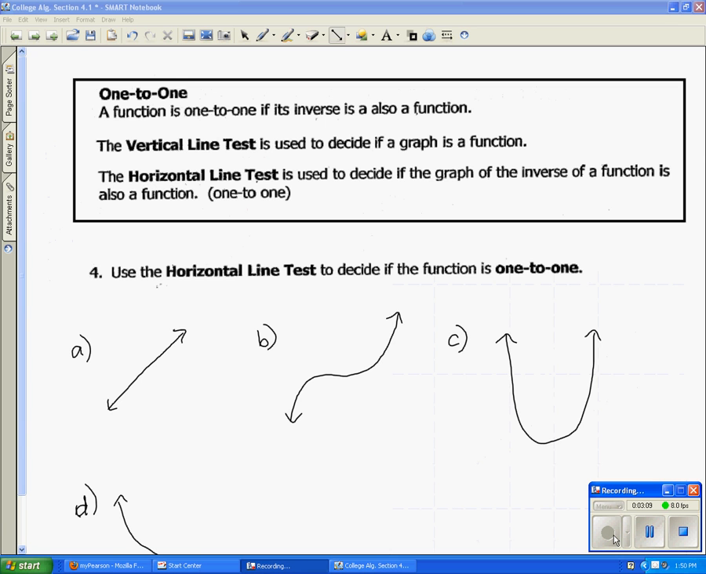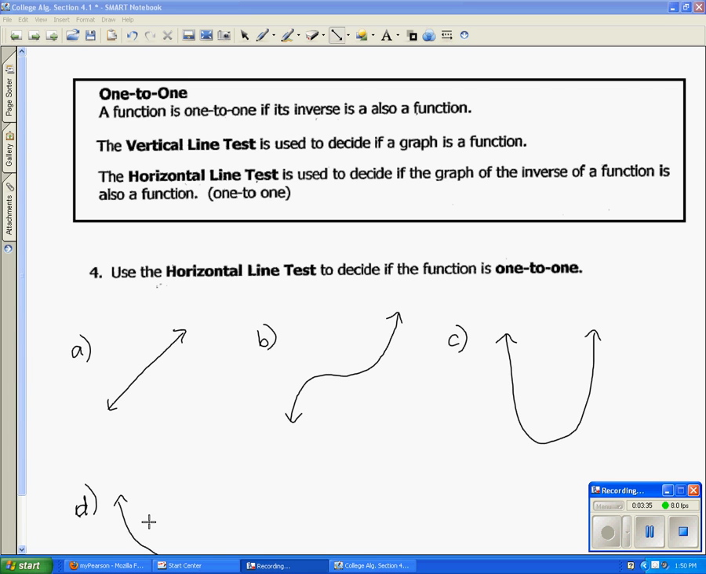Okay, next we're going to read: a function is one-to-one if its inverse is also a function. So remember we said for something to be a function it has to pass the vertical line test. So first of all, these all have to pass the vertical line test. So yes, this one passes, yes, this one passes, yes, this one passes, and yes, this one passes. So that means they're all functions.